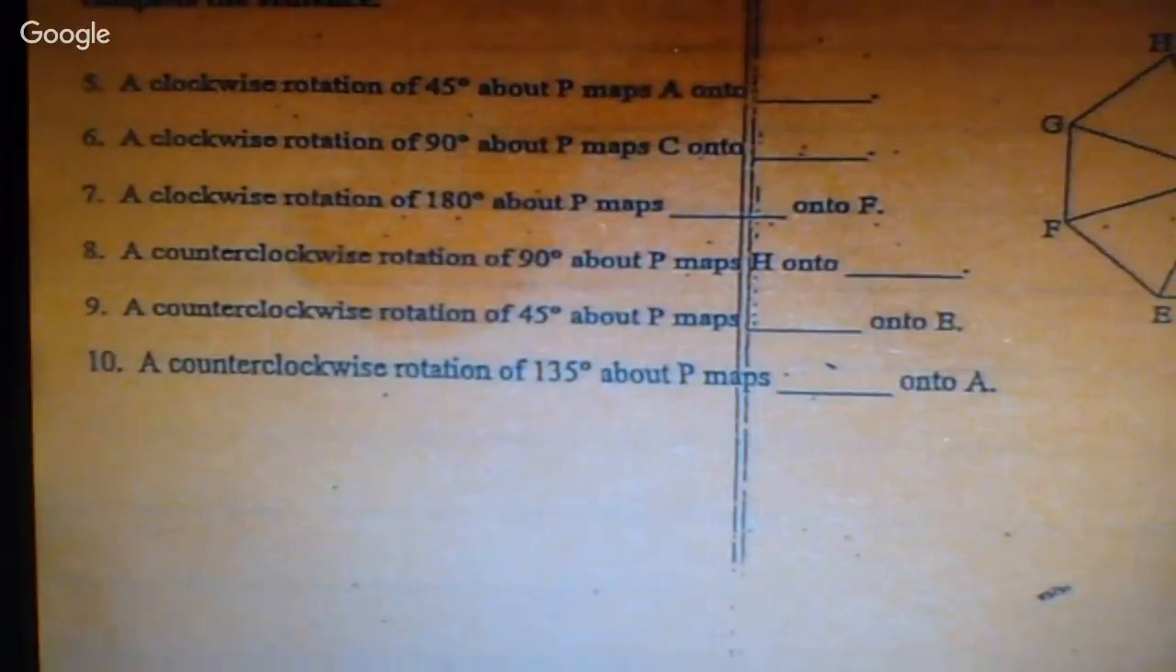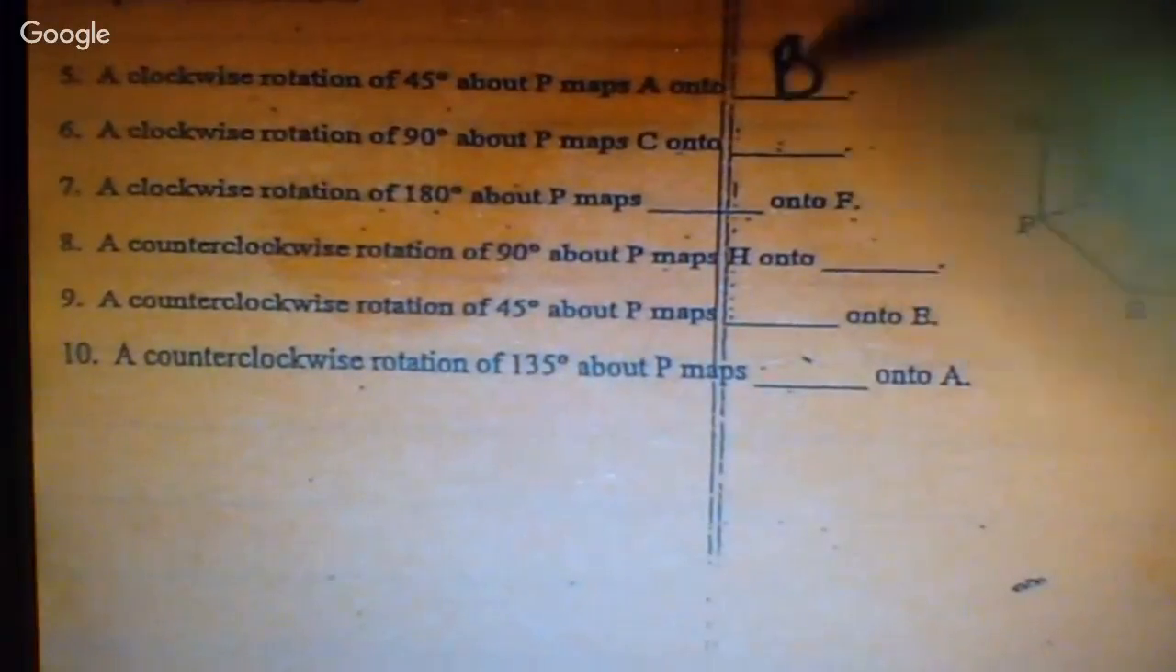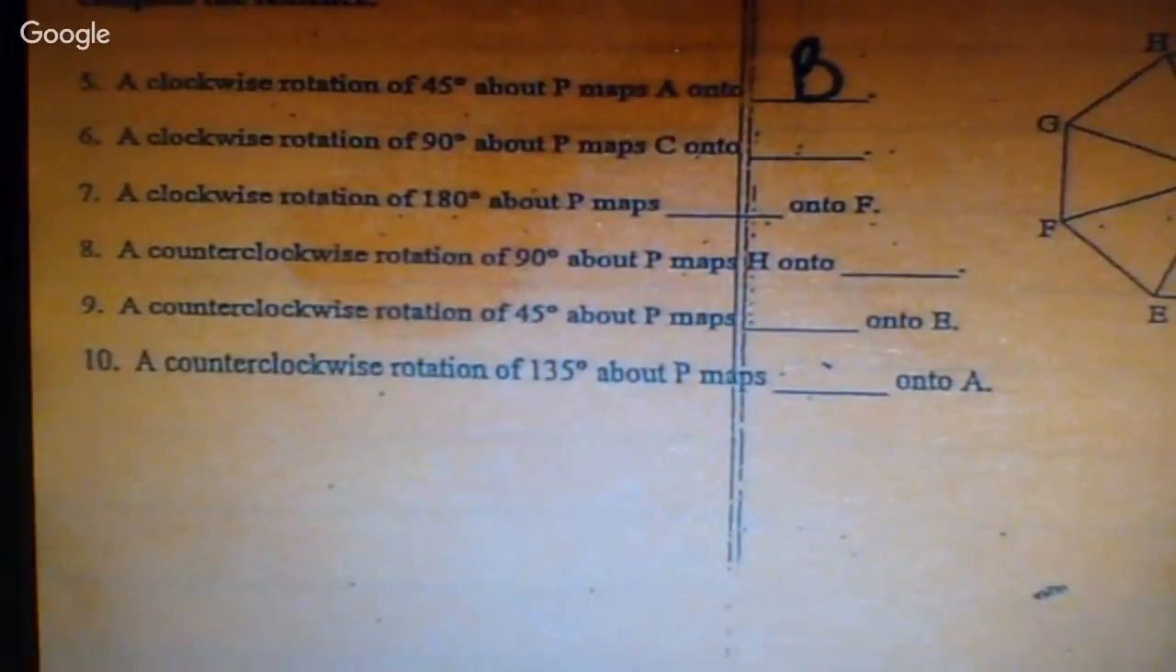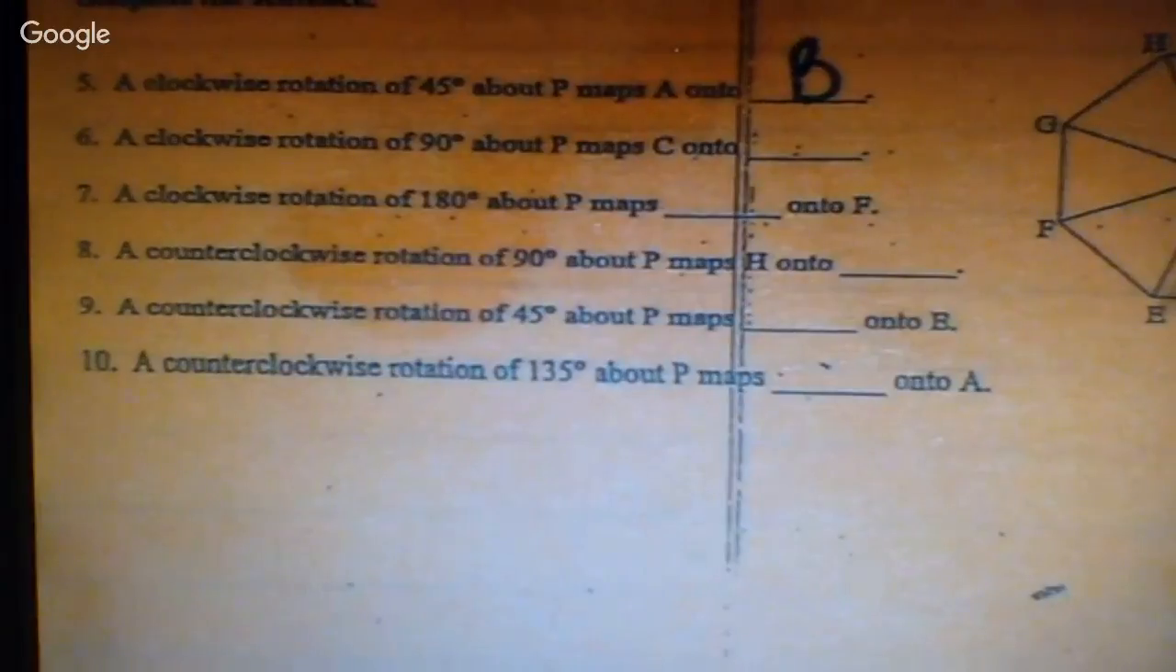So I want to start at A and go clockwise. So I'm going to be at B. You must pay attention to clockwise versus counterclockwise. Okay, 6. This time I'm going 90 degrees, so I'm going 2 spaces. I'm starting at C and I'm going clockwise. I go to E.